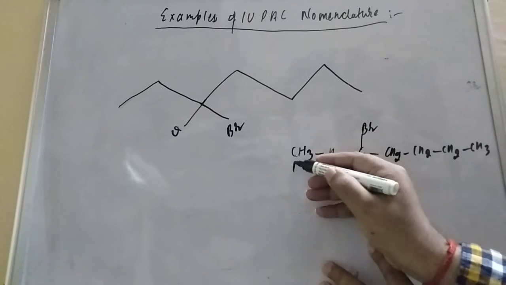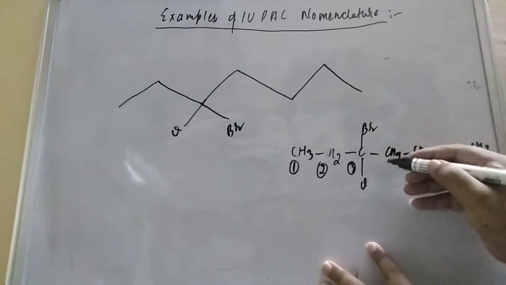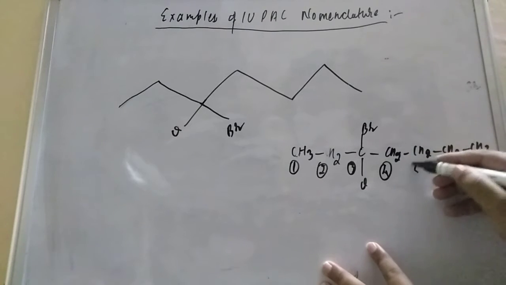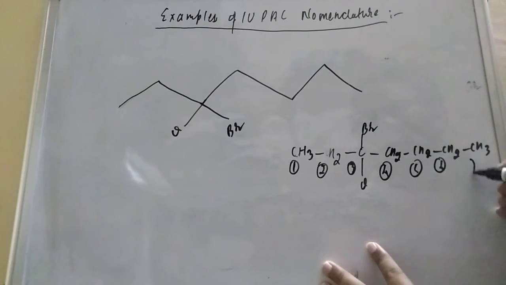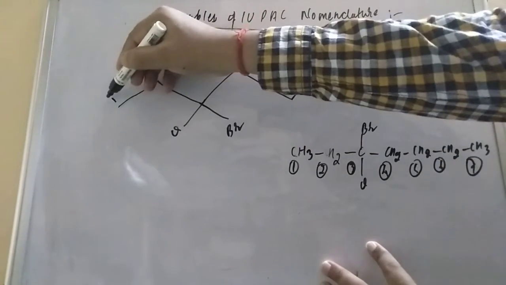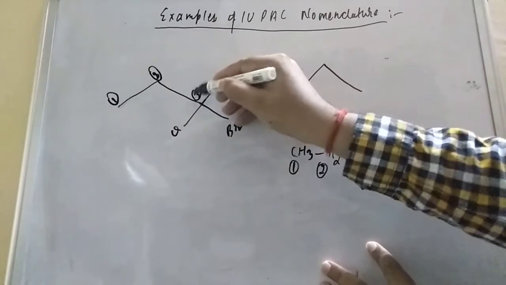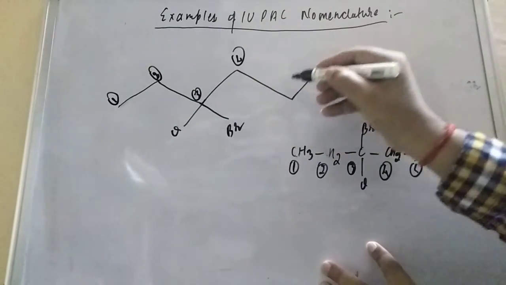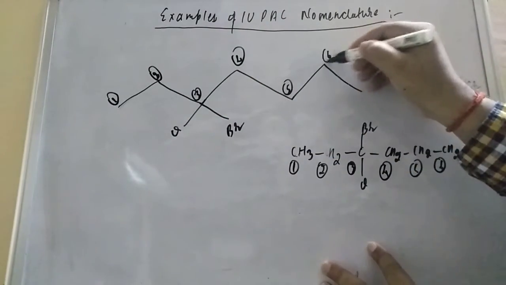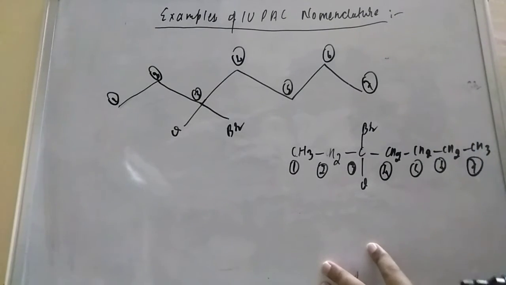So here, student, this is 1, 2, 3, 4, 5, 6, and 7. So the total number of carbons is 7. If we go numbering from the other side, here is 1, 2, this is 3, this is 4, 5, 6, and the last one is 7. Now we need to write the name.